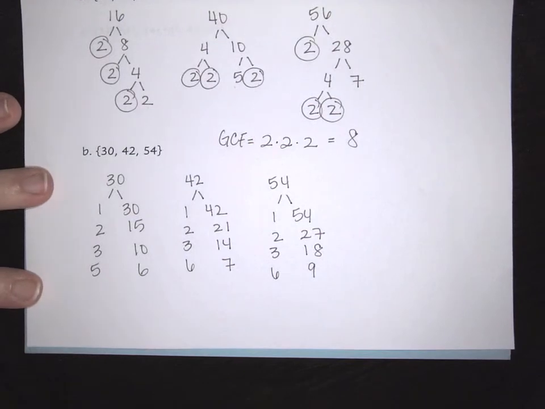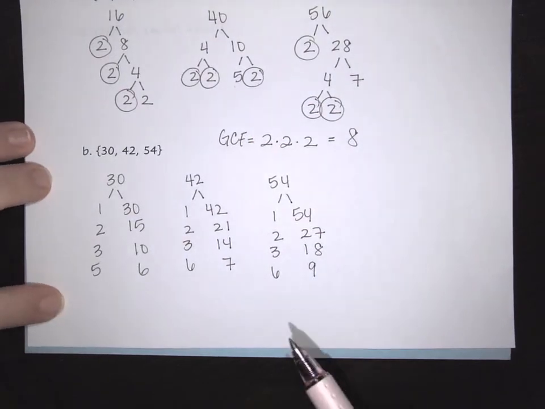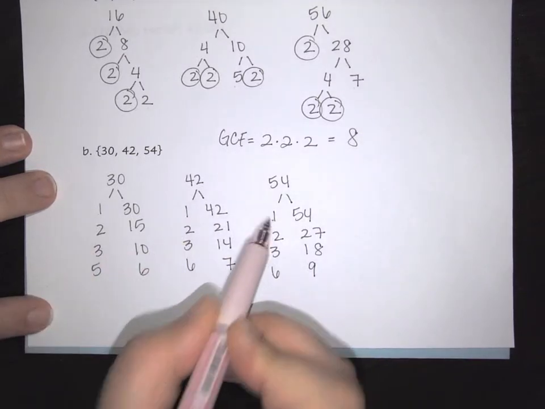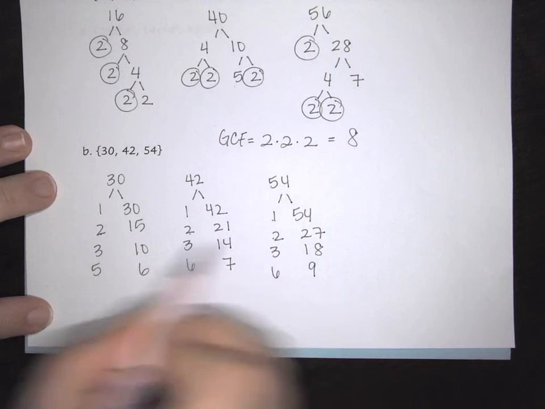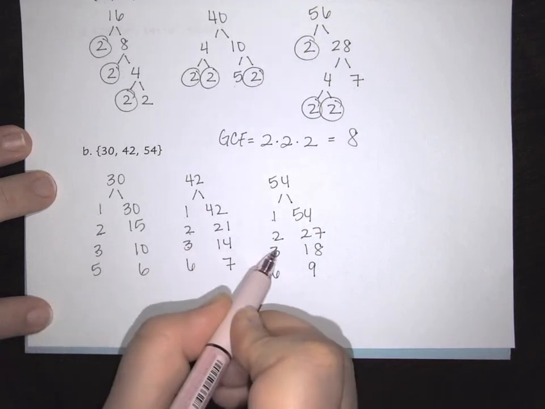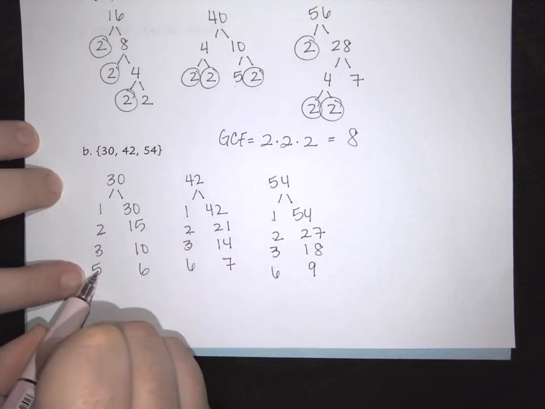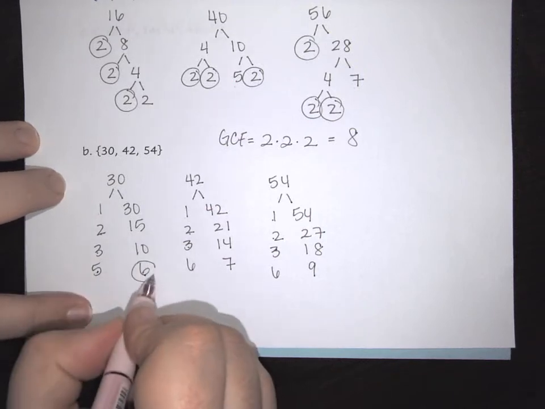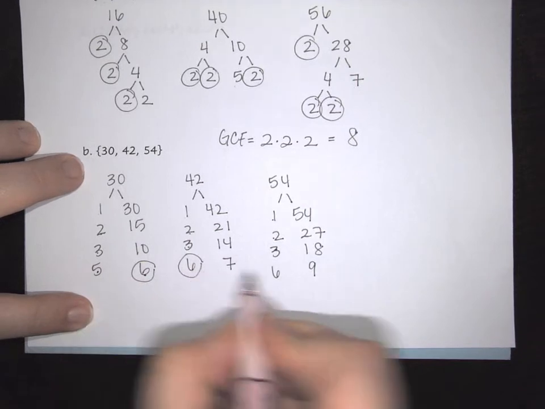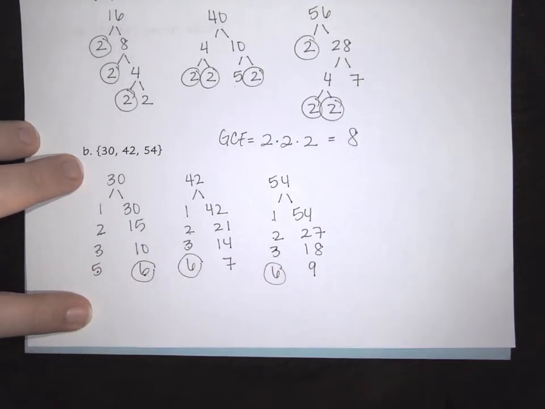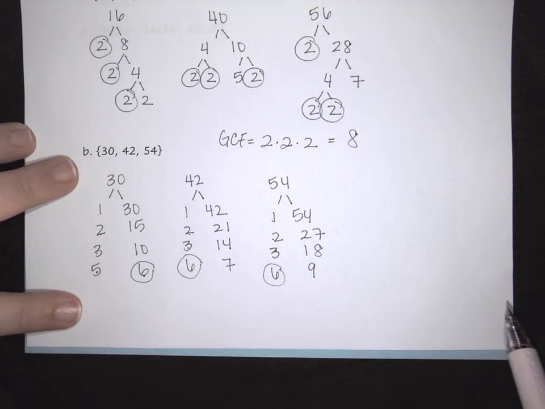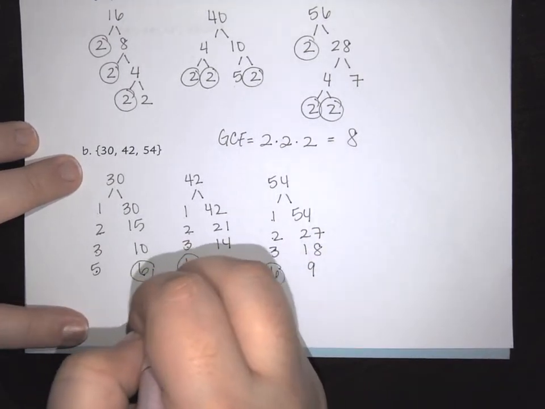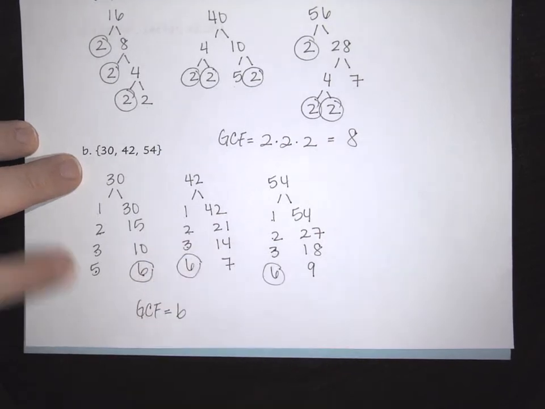So the first thing that you want to do is look at what these all have in common. Well, they all have a 1. They all have a 2. They all have a 3. Only 30 has a 5. If we go to 6, notice I have a 6 under 30, a 6 under 42, and a 6 under 54. And that is the highest number that they have in common. Because that's my highest number, that means my greatest common factor is 6.